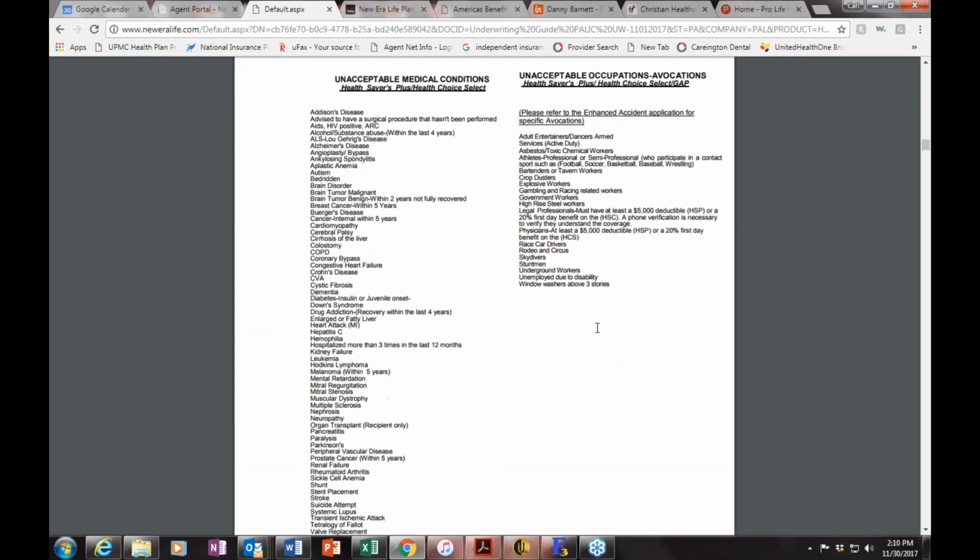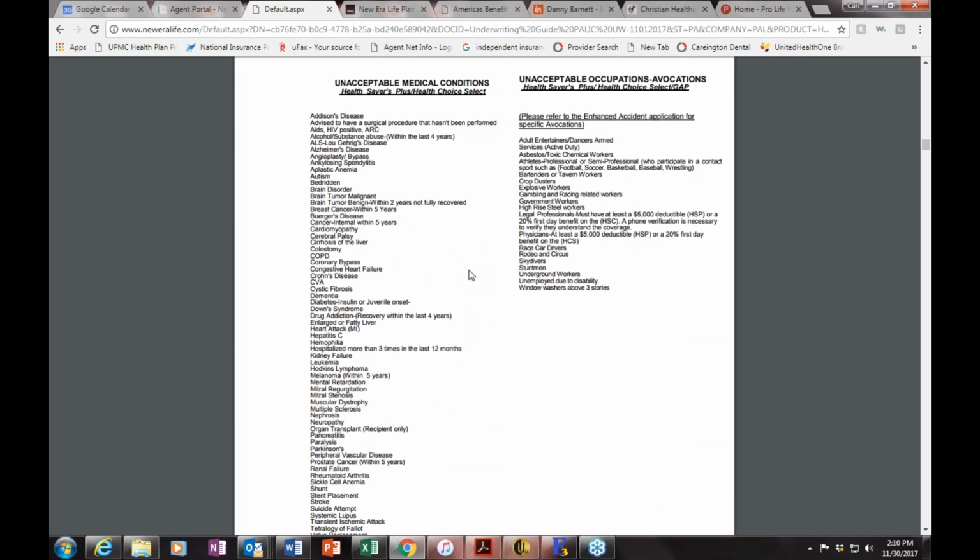so here's a list of the unacceptable conditions for this plan. Anybody that has any of these would not be eligible. It would be an automatic decline. So it's important to gather as much information about your prospect and your client prior to pitching them the plan.